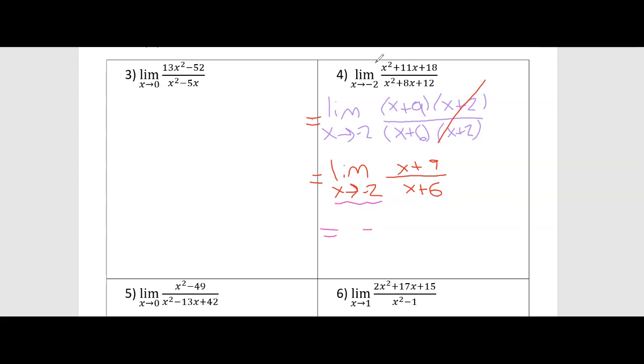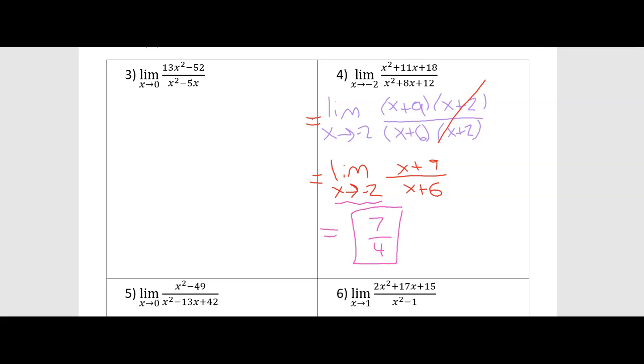So we get 7 over 4, 7/4. So the answer to this limit would be 7/4. Note that this was not a vertical asymptote. This was a removable discontinuity. This would be like having a hole in the graph, right?